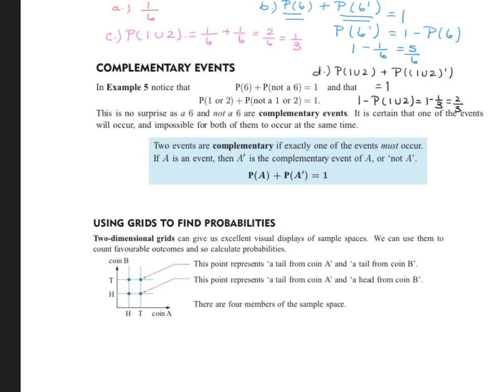Two-dimensional grids can give us an excellent visual display of sample spaces. As we know, we can use them to count favorable outcomes and so calculate probabilities. So before, with experimental probability, we just looked at outcomes. We didn't actually find probabilities, but now we're going to use a two-dimensional grid to actually calculate the probabilities after we take a look at the possible outcomes. So they give you that heads and tails example where you toss a coin, which they call coin A, and then you toss another coin, and then they want to know the possible outcomes.